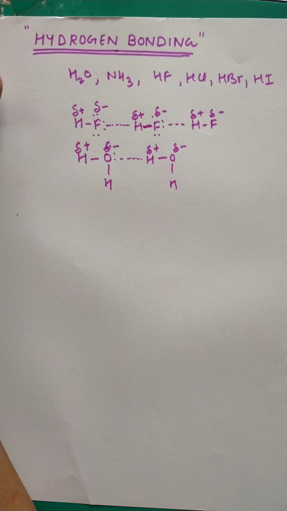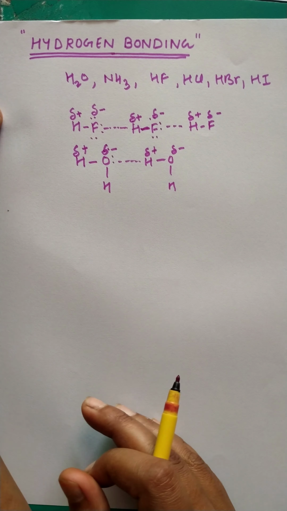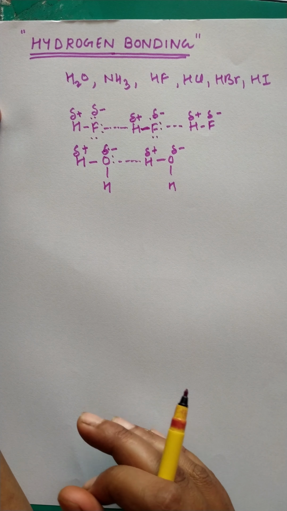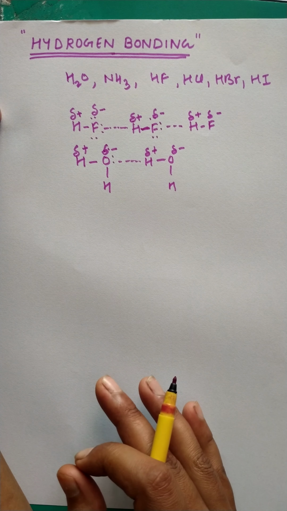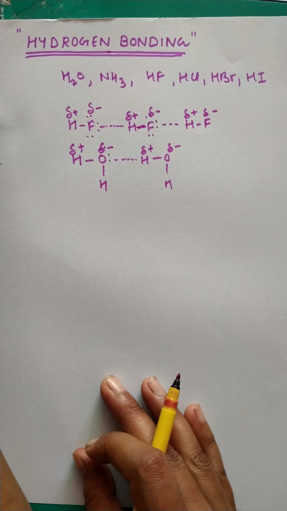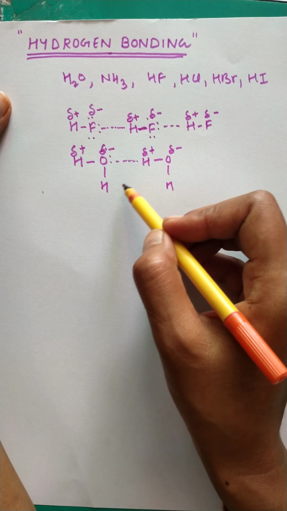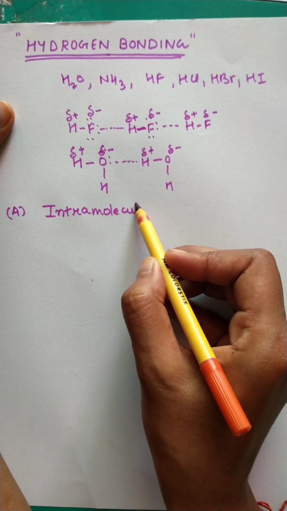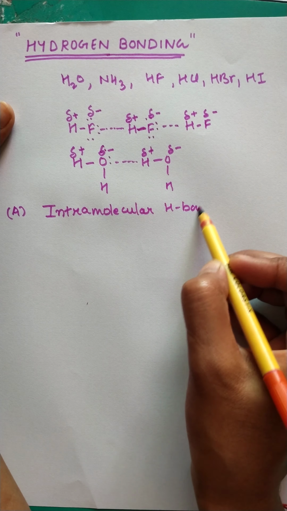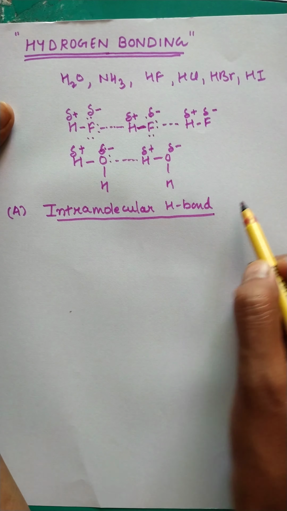Now, the type of hydrogen bonding also decides the boiling point of the molecule. Hydrogen bonding represents different properties of the molecules also, which we will discuss later. First of all, we will discuss the types of hydrogen bonding. There are mainly two types of hydrogen bonding. One is intramolecular hydrogen bonding and the second one is intermolecular hydrogen bonding.